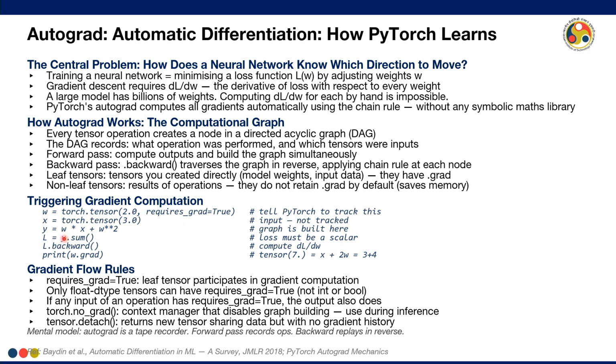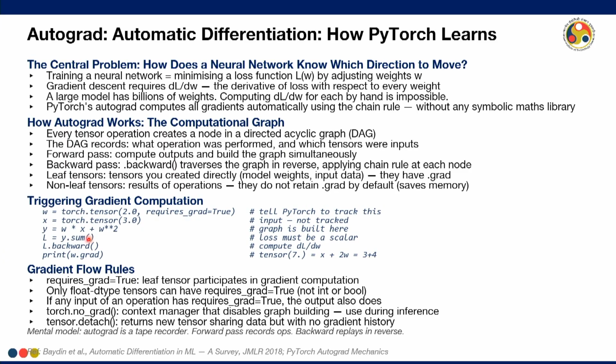Here we compute y dot sum, which is the sum of all the elements in the tensor. Here y is a scalar, because y is w into x, and w and x are also scalars, but these are the standard methods that are applied in neural network training. L dot backward computes the derivative of the loss function with respect to w. That is why we needed requires grad equal to true here, and this is done automatically by the autograd method in PyTorch.